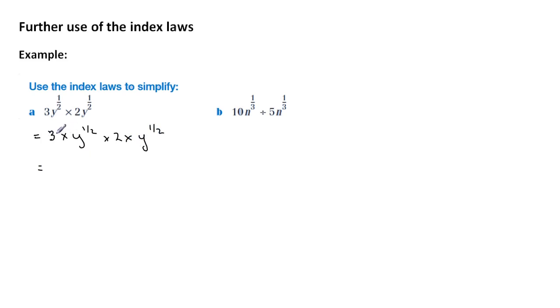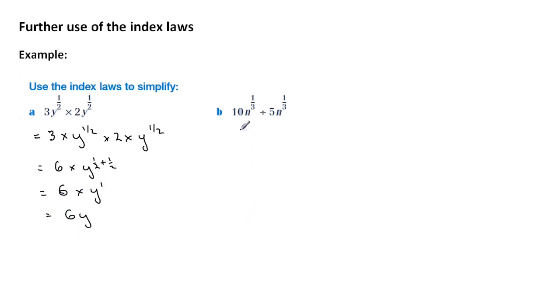Multiply the numbers together. 3 times 2 is 6. And then using our index laws, we find the numbers with the same bases, in this case y, and because we're timesing them, we add. So it's a half plus a half. We get 6 times y to the 1, and this can simplify down to 6y.